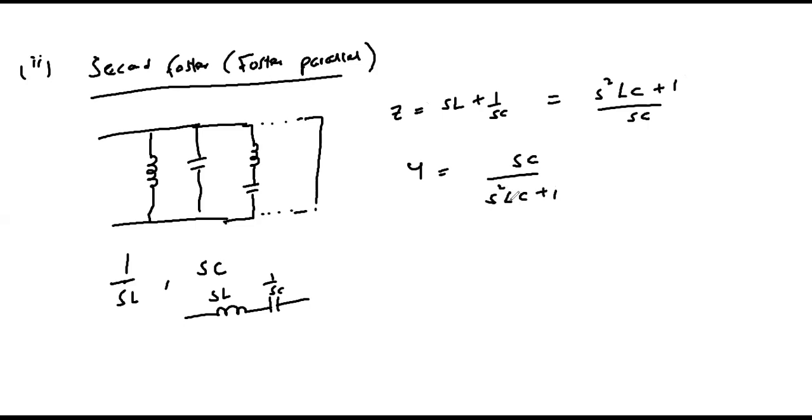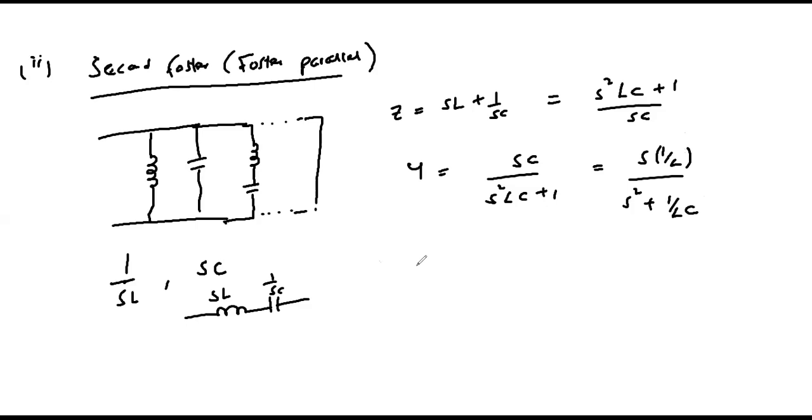If we make the coefficient of S squared to be 1, we divide by LC, we will get S over L over S squared plus 1 over LC. And from this, you notice that the numerator will be S with a coefficient, and the coefficient will help us determine the value of the inductor. And then the coefficient on the denominator will help us calculate the value of the capacitor, having calculated the value of the inductor from the numerator coefficient. And through this, then we are able to implement the second Foster LC network.